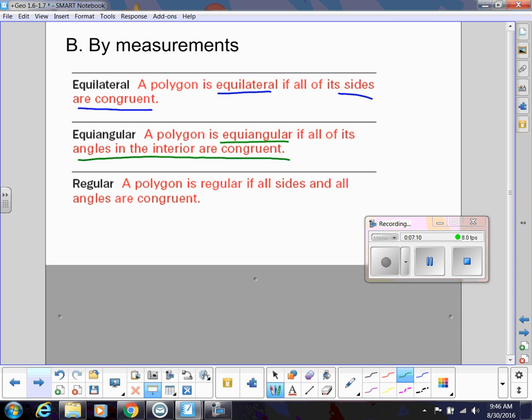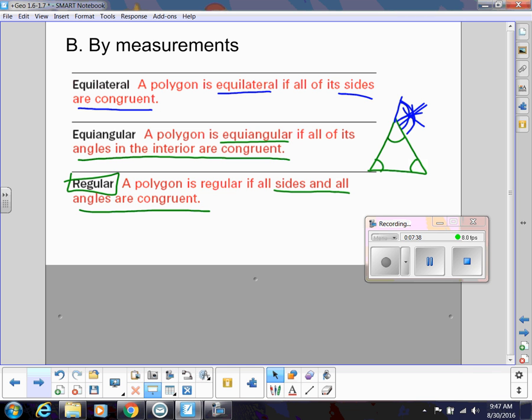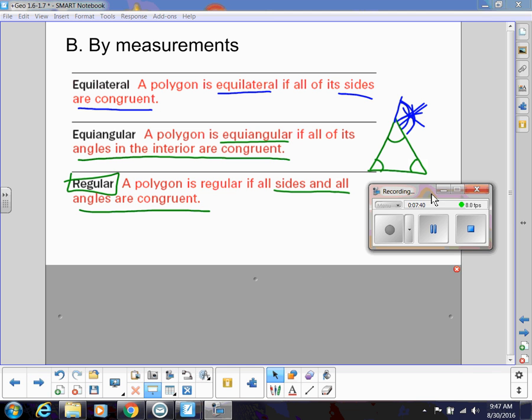What I mean by interior, I'm talking about these angles in here, not these angles out here. So we're not talking about that. We're talking about the green ones. All right, regular means that all of its sides and angles are congruent. So if it's equilateral and equiangular, then we mean regular. We will see lots of things with regular polygons, so make sure you understand what I mean by regular.